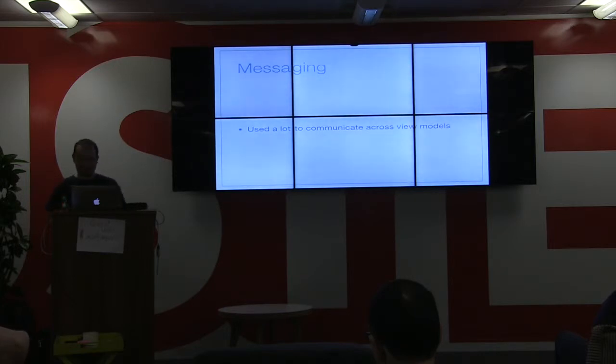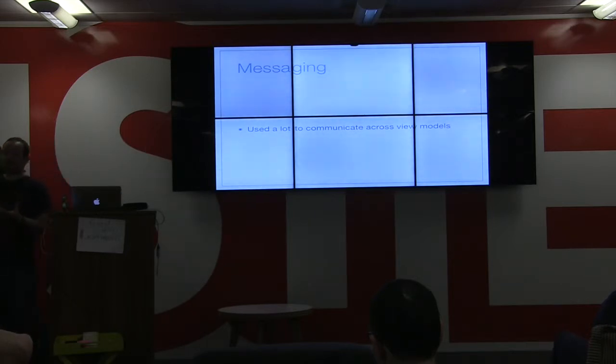And messaging. One of the things, as I said, is you want to keep everything really loosely coupled. So if you're navigating from one view model to another, and you want to indicate to that first view model that something has happened on the second one, the user's selected something or done something, then there's only so many ways you can do that.